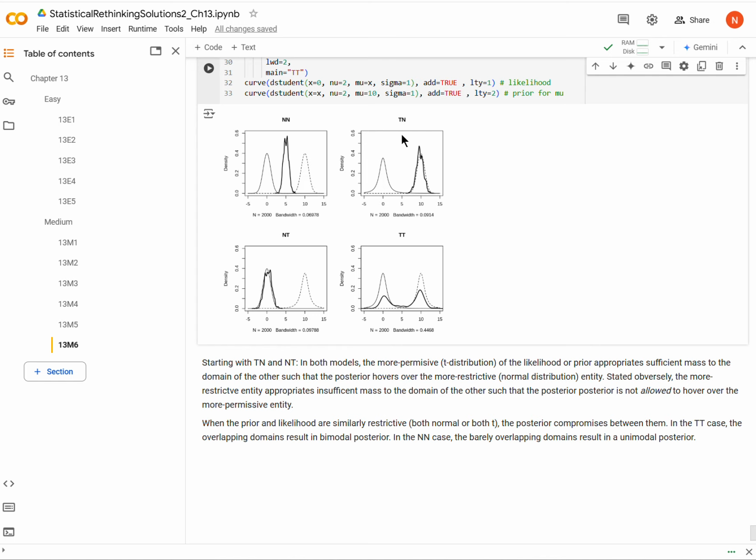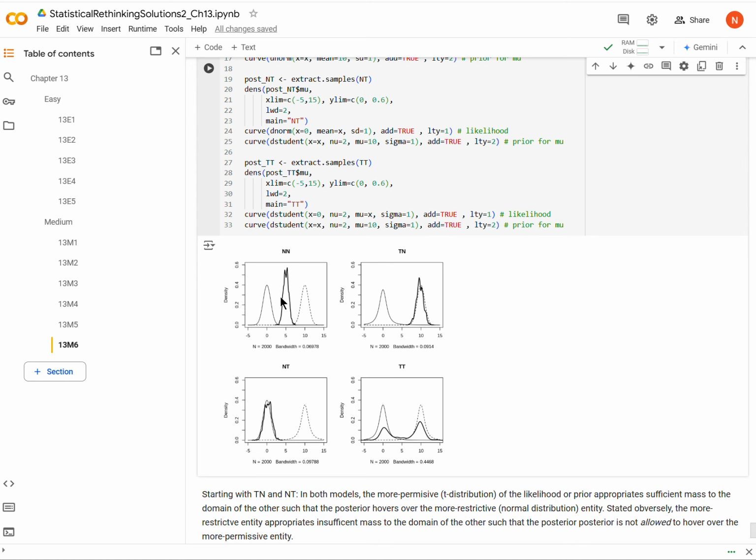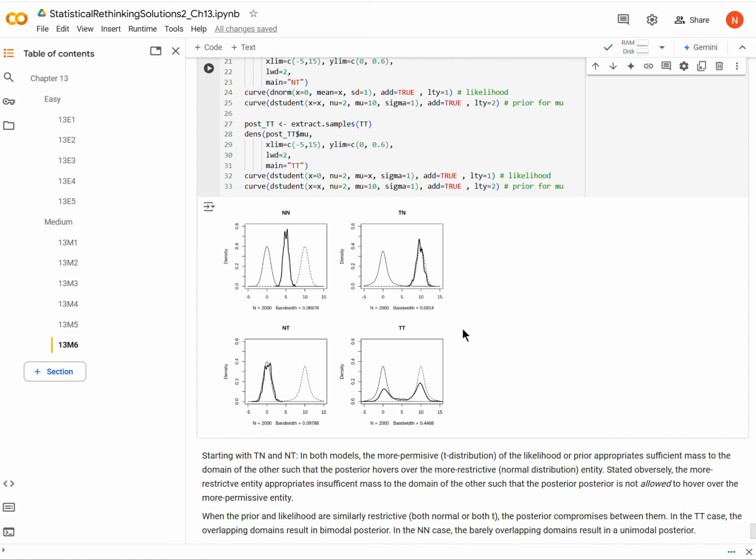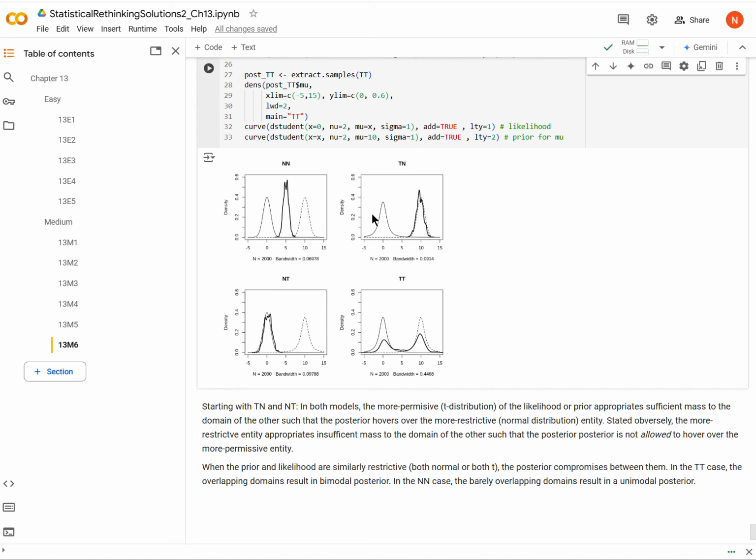I want to start with these two diagonals, the Tn and the Nt model. Before I do that, you can look at the code to see what's what, but the thin solid line is the likelihood, the dotted line is the prior, and the thick solid line is the posterior distribution in each of these. With the Tn and the Nt, the posterior hovers either over the prior in the case of the Tn model, or the likelihood in the case of the Nt model.